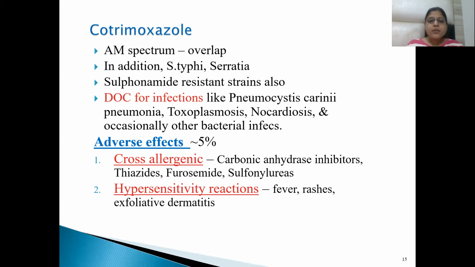Adverse drug effects include cross allergy. There can be cross allergy with carbonic anhydrase inhibitors, thiazides, furosemide, and sulfonylureas. When given with cotrimoxazole, it can cause allergy. Hypersensitivity like fever, rashes, and exfoliative dermatitis are the side effects of cotrimoxazole.